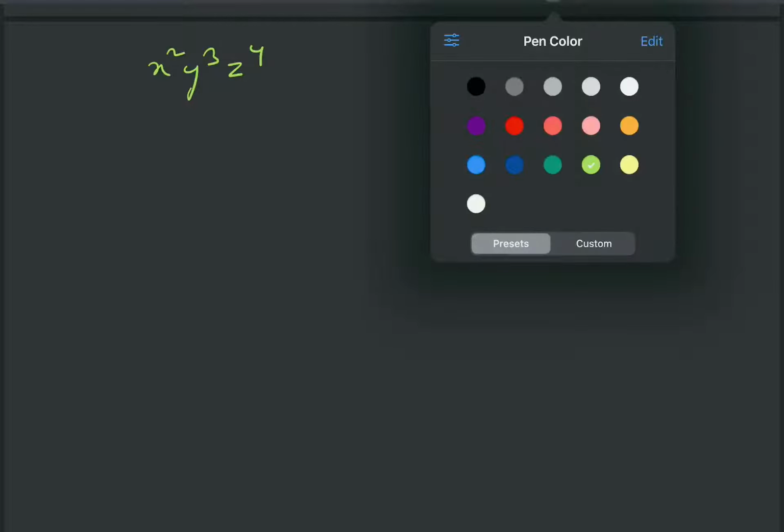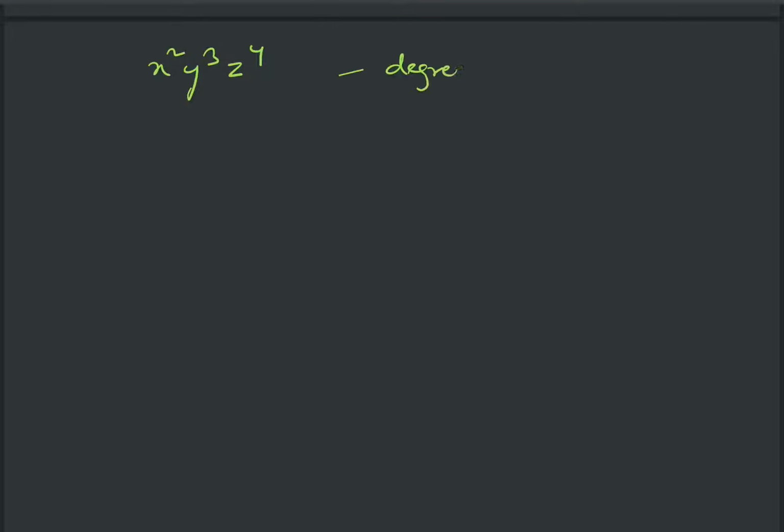Similarly, say if I give you x square y cube z power 4, then what is the degree of this term? The degree of this term is 2 plus 3 plus 4, that is 9, right? So the degree of this term is 9. If I give you minus 36 into x power 10, y power 2, w power 3 and z power 4, then what is the degree of this term? Degree is nothing but the sum of powers of all the variables. So 10 plus 2 plus 3 plus 4, you'll get 19.